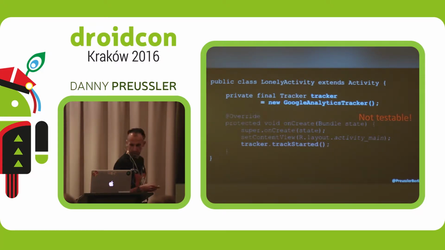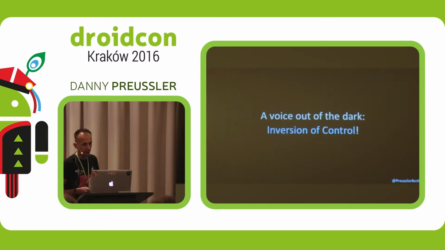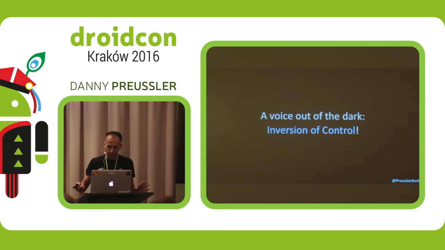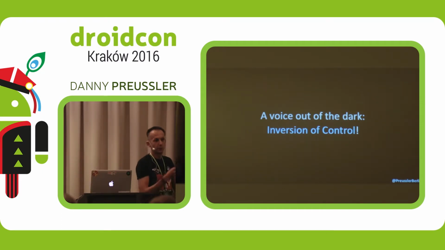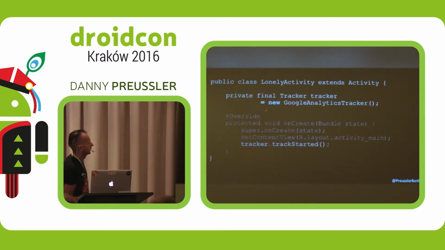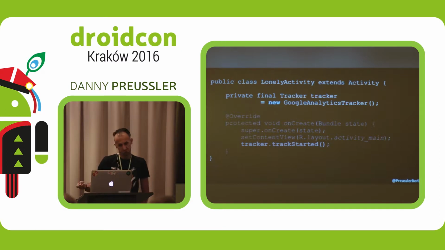There's this voice in the dark telling us: inversion of control. Your activity should not create any kind of objects. It's not the idea of this activity, or most of your classes, to create other classes. This is the whole idea behind inversion of control: let someone else do this work. So this is our problem with testing. If we had something else, but we don't have Dagger right now, we could test this.